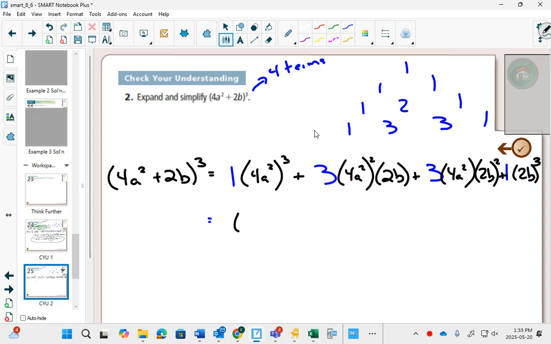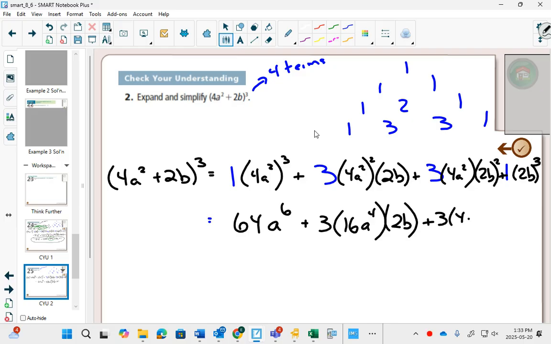So 4 cubed is 64. A squared cubed, a to the 6, plus 3. 4 squared would be 16. A squared squared would be a to the 4 times 2b plus 3 times 4a squared times square this 4b squared, and finally plus 8b cubed.